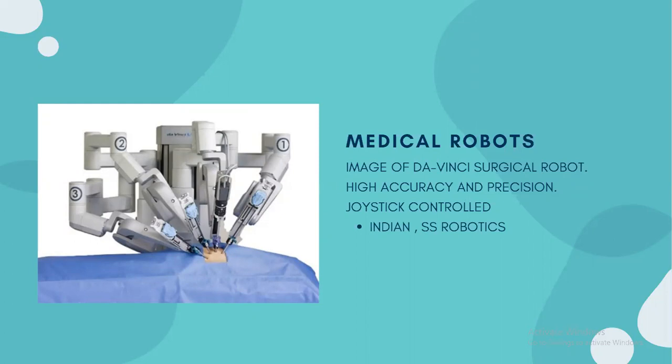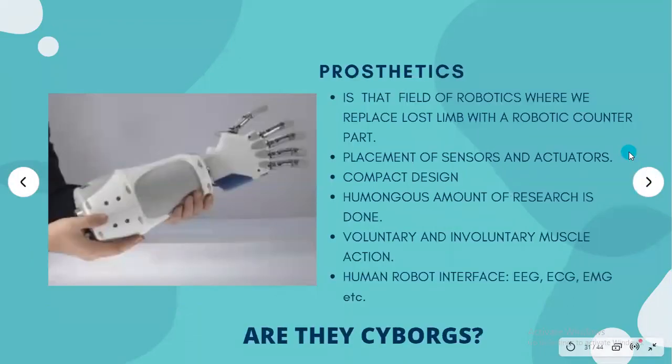Anyway, one of my friends is actually working at SS Robotics. They are developing their own medical robots. He's saying that they have spent a huge amount of money just to make a prototype of these kinds of robots, almost more than 500 crores, I think. So if any of you are interested in the field of medical robots, you can definitely keep this career in mind, because it's going to give you more pay, more respect, and all those things. The next type of robots is prosthetics.